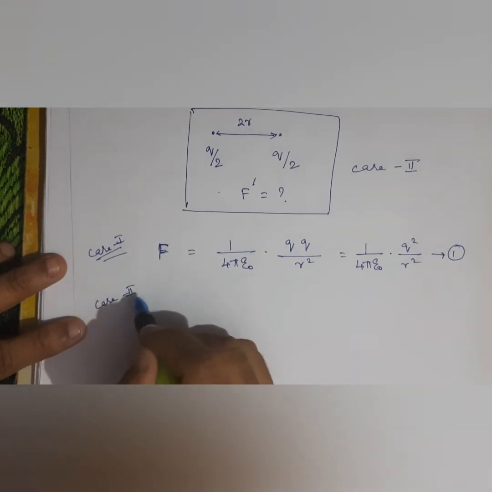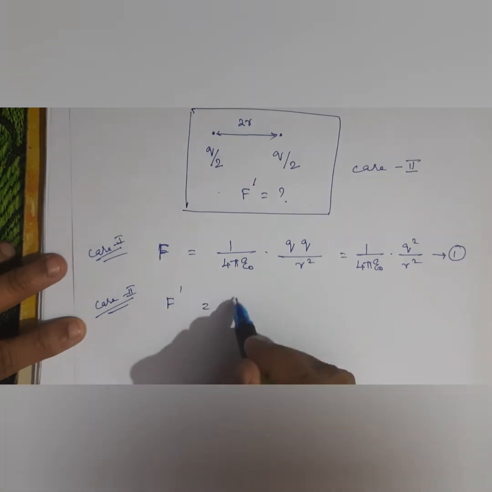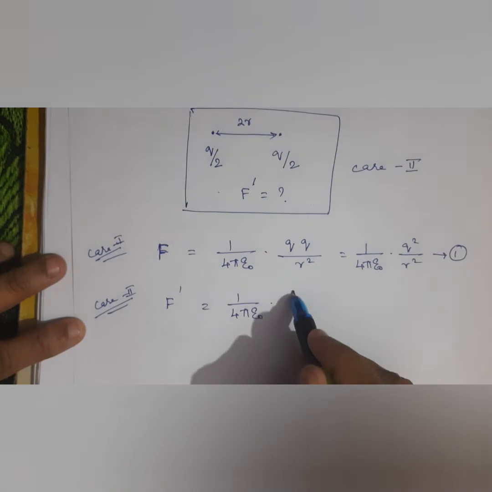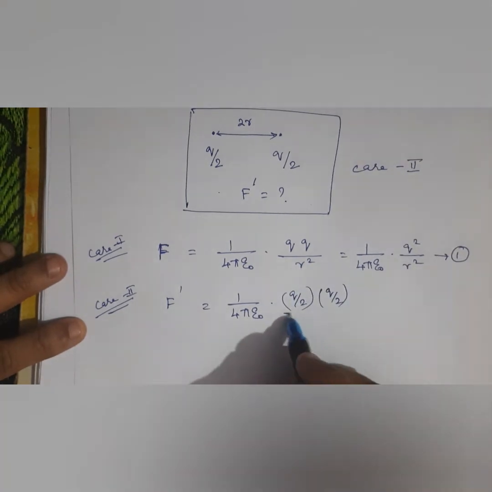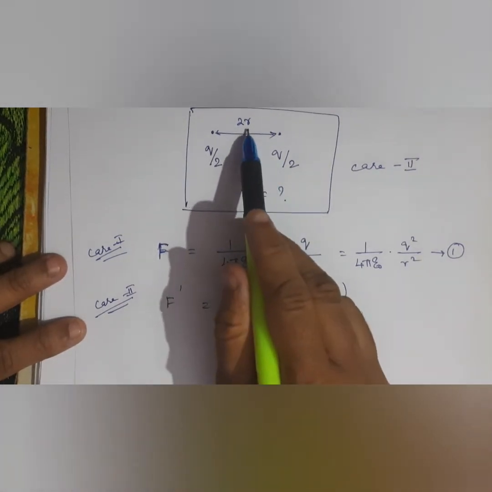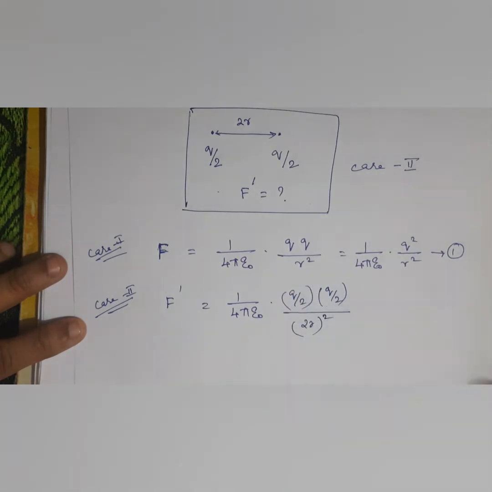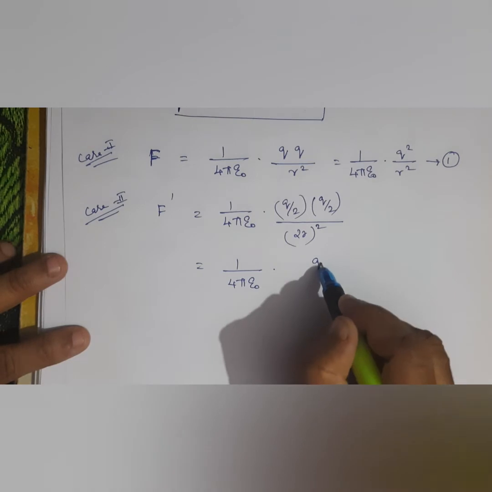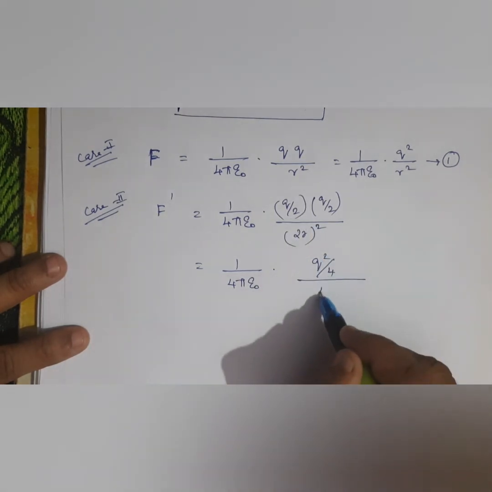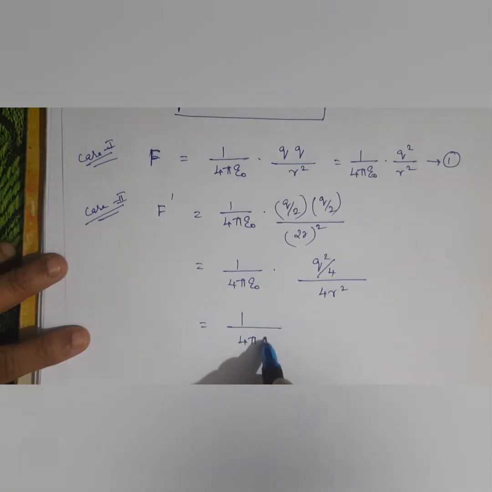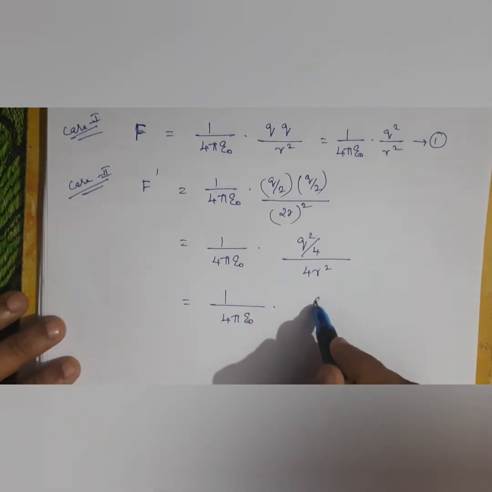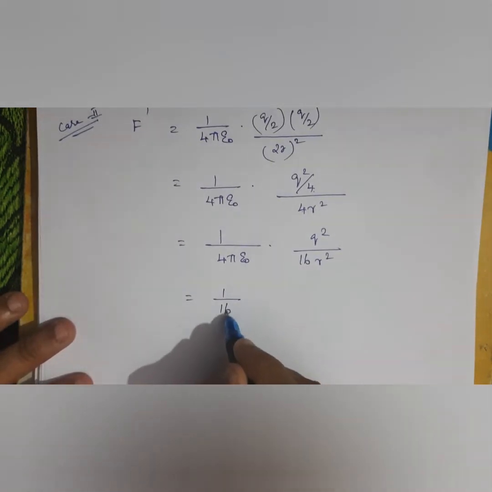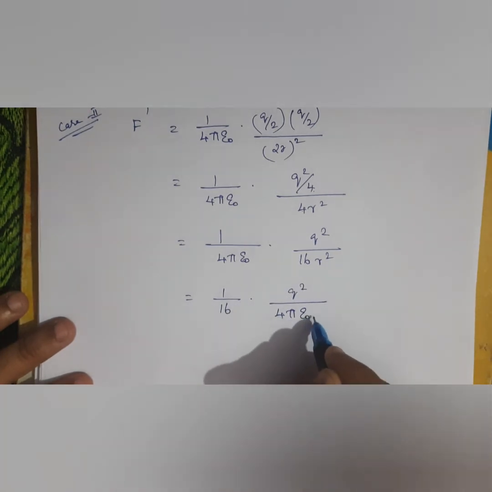Case number 2. The new force of repulsion you consider as F dash. So 1 by 4 pi epsilon naught, the charge is doubled, so Q is replaced by 2Q, the other one is also 2Q, divided by the distance between the two charges, which is 2R. So R is replaced by 2R squared. Now you simplify this. 1 by 4 pi epsilon naught Q squared divided by 4R squared. Therefore 1 by 4 pi epsilon naught Q squared divided by 16R squared. So 1 by 16 Q squared divided by 4 pi epsilon naught R squared.